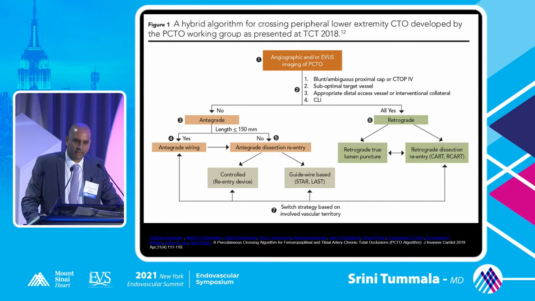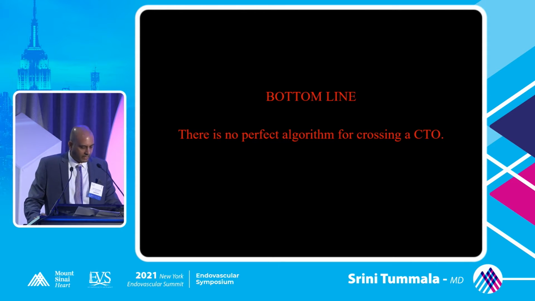And so with all these algorithms, and there's many more that are being published, I think you can start seeing that the bottom line is there's no perfect algorithm for crossing a FemPop CTO, and I think that's what makes it difficult and challenging. I think the coronaries, they have much more strategic algorithms for crossing CTOs. I defer to PK and my cardiology colleagues on that. But that's something you need to think of.